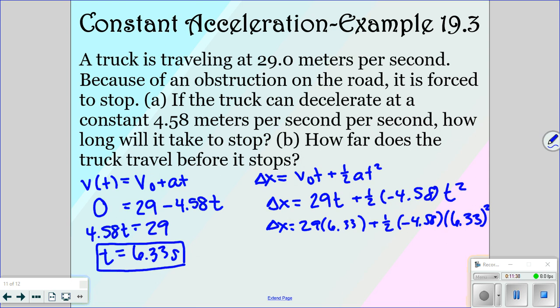And if you use your calculator, you should get the change in position is 91.8 meters, and it says how far does it travel. It doesn't tell us anything about where it started, so all we know is that it traveled that distance. So that would be your answer for part B. So that's how you use those equations. So hopefully that helps you with those equations.